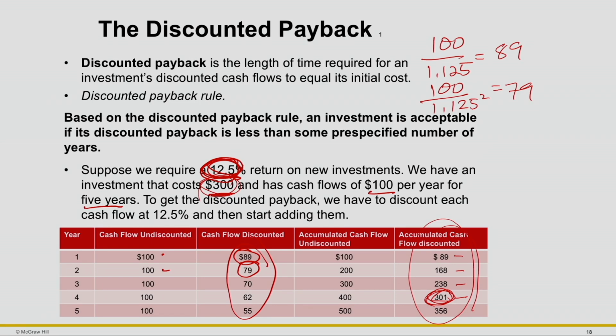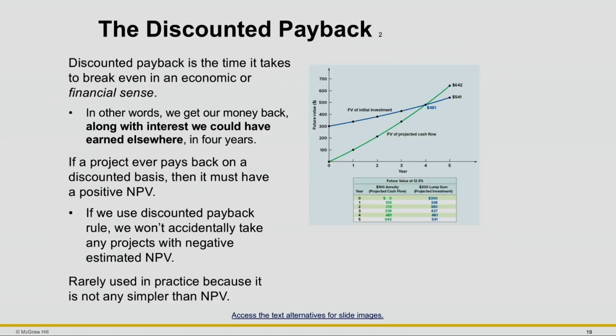It does help, but the problem is that it's still not as good as, say, an NPV rule. The discounted payback, you can think of it as kind of a break even in an economic sense. If the project ever pays back on a discounted basis, then it must have a positive NPV, which is encouraging.